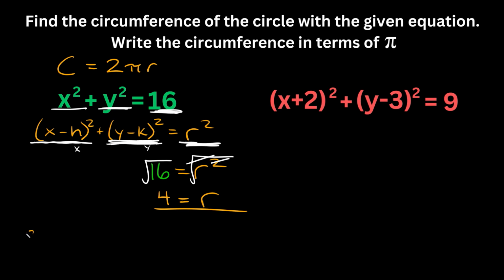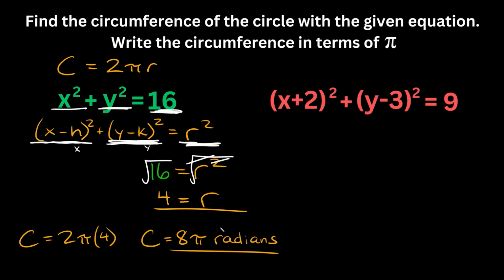So we're going to get that c is equal to 2 pi times r, which is 4. Now, 2 times 4, that's equal to 8, right? So we can say that the circumference is equal to 8 times pi. And our units would be radians. All right, hopefully that wasn't too bad. Let's try one more here.